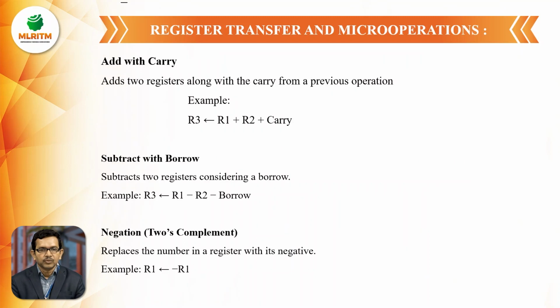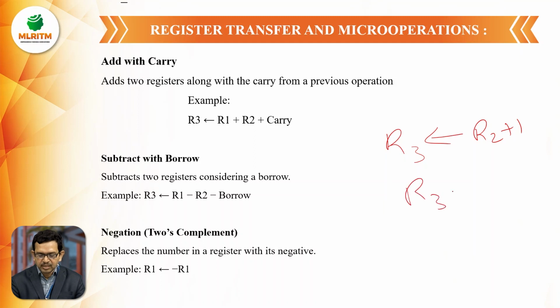Next, the increment and decrement operations. Suppose I say R3 gets R2 plus 1. It means the data contained in R2 is incremented by 1. Then how should I write it? I write R3 gets R2 plus 1. It means we are incrementing the data present in the register R2.